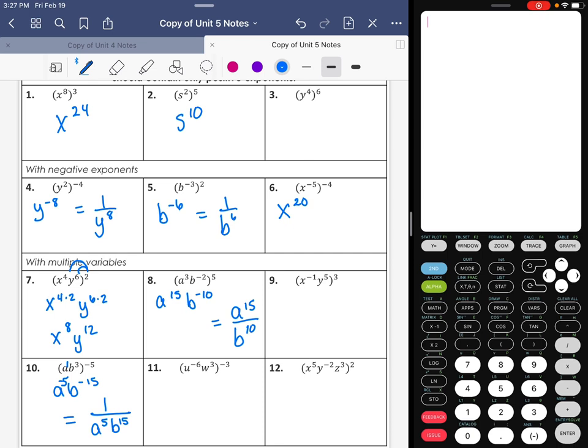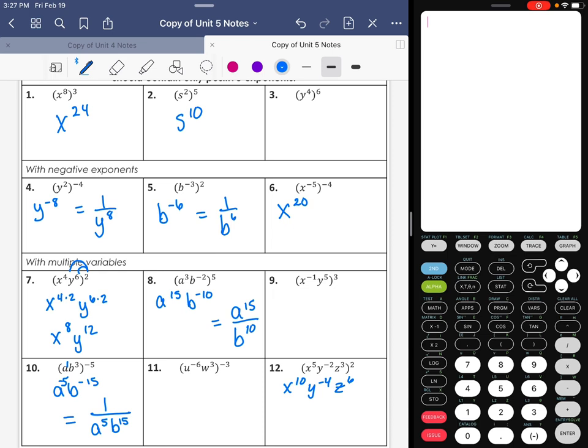So then 11 is a lot like 10. Let's do 12. So 12 just has x to the fifth, y to the negative 2, z to the third, all squared. So that means every one of these exponents is going to get multiplied by 2.